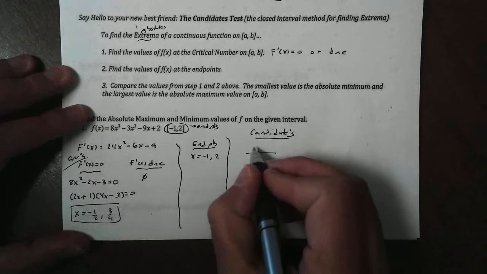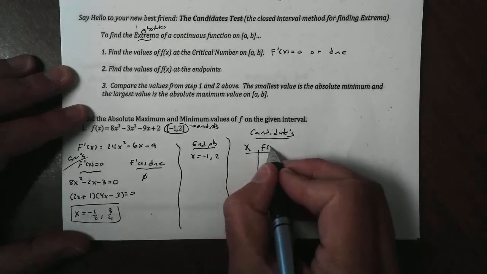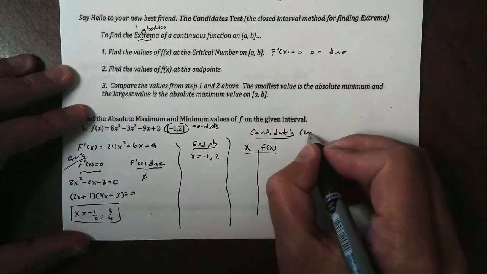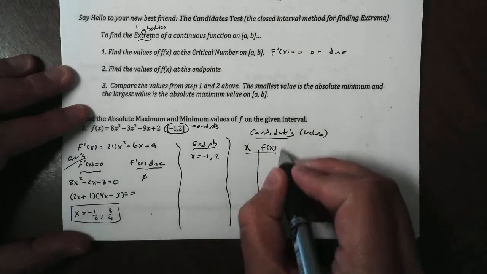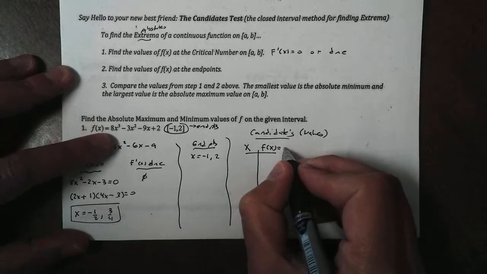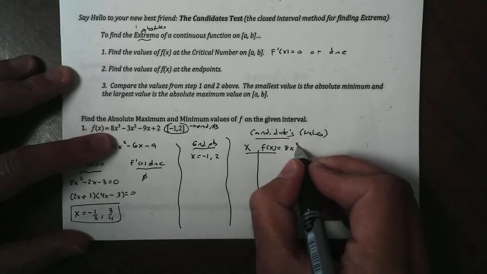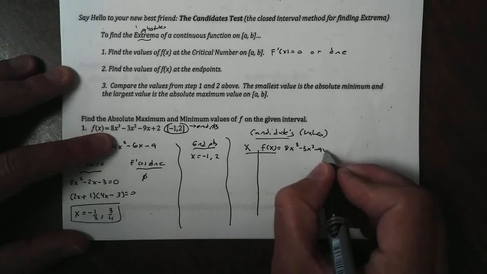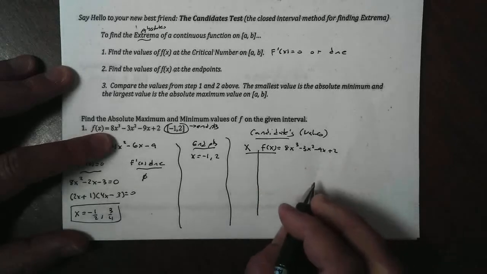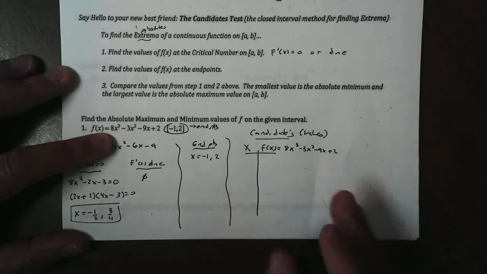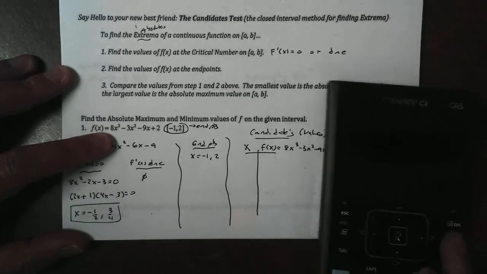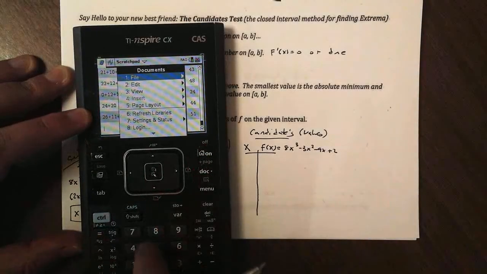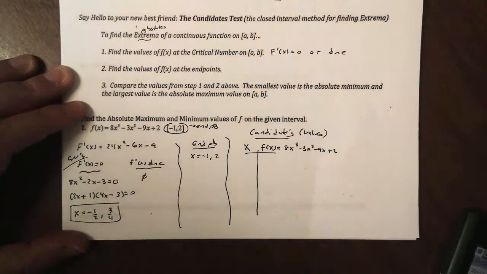Okay, this is the easy way to write it. We have x, and you're looking at the value of the function. Remember, we're going to look for the values. It's called the candidates test. And the function was the original 8x cubed minus 3x squared minus 9x plus 2. Now we're going to need a calculator for this one, so you might want to have one handy. I got mine right here, my Inspire. I feel inspired. Okay, let me clear out everything.